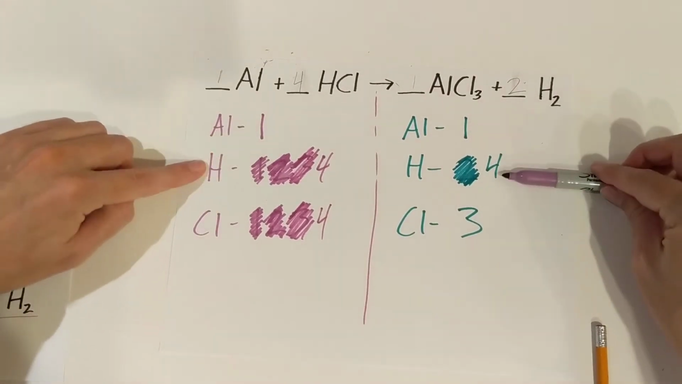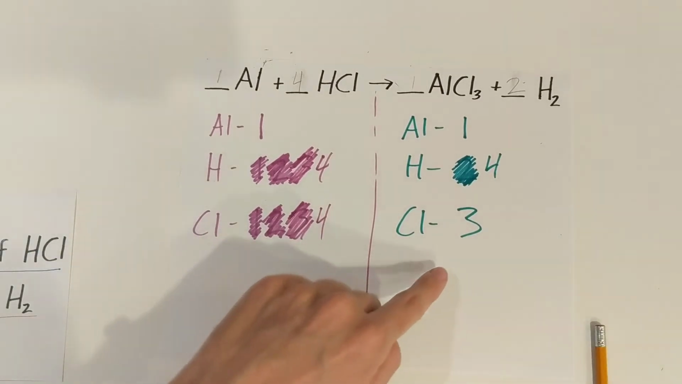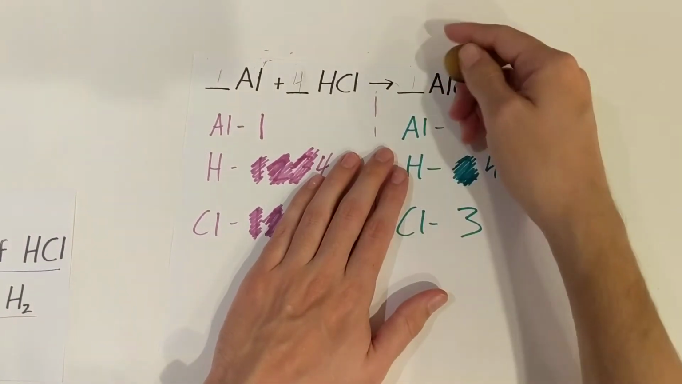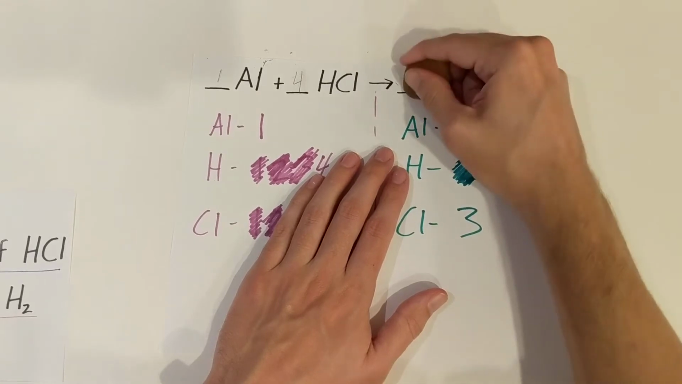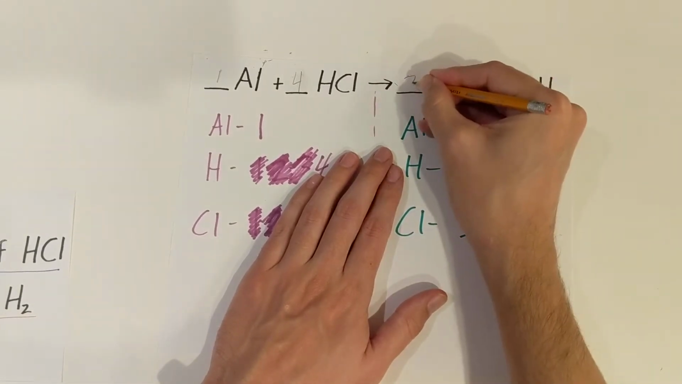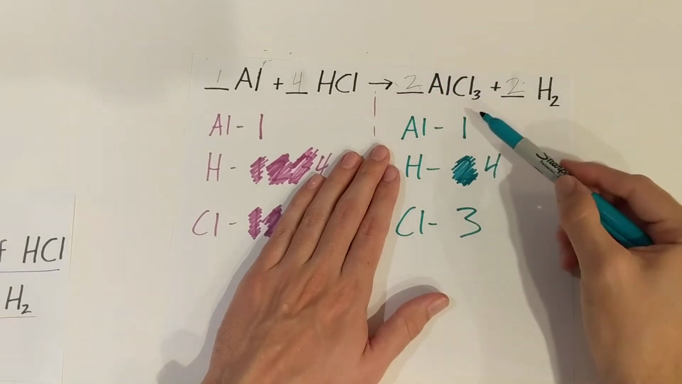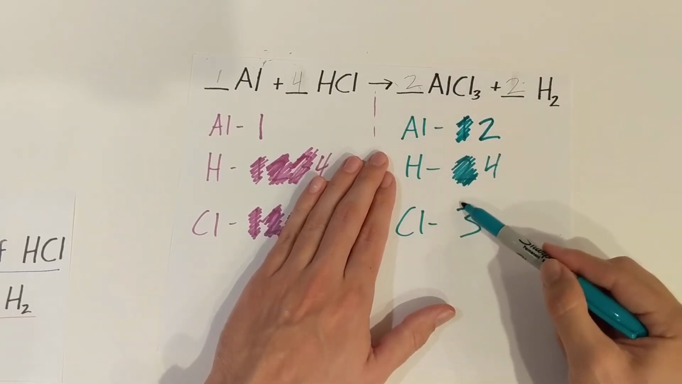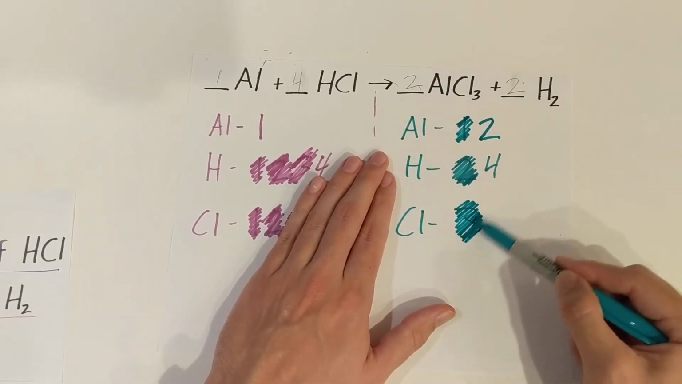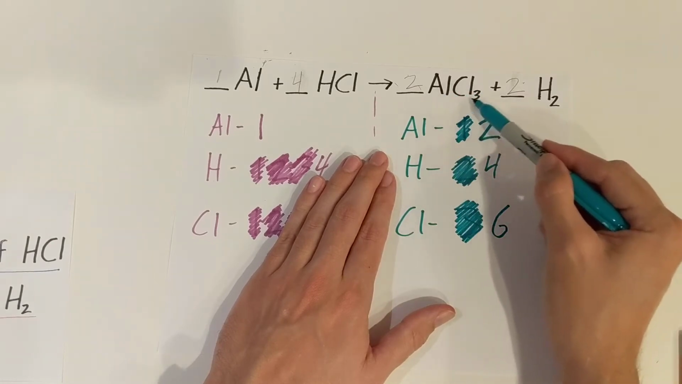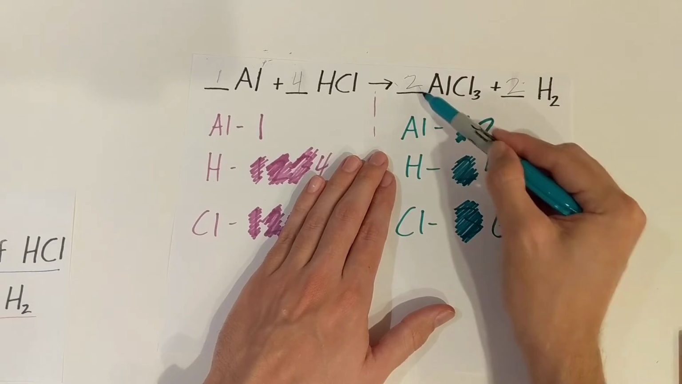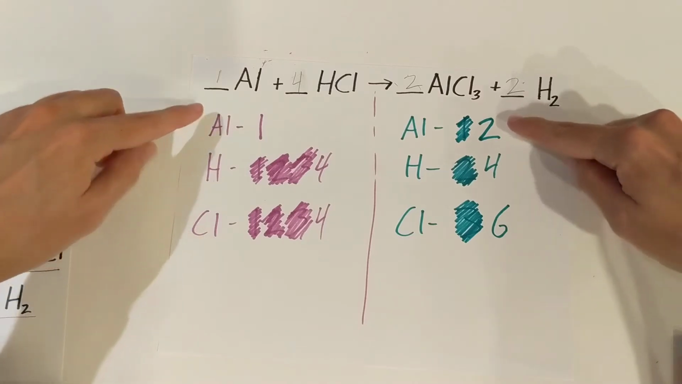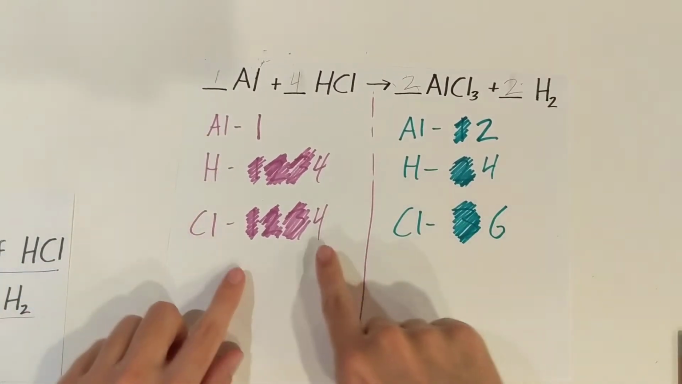Aluminum's balanced, hydrogen's balanced. We need more chlorine now on our right side. So in order to do that, we have to change our coefficient in front of AlCl3. We'll change that to a 2, and that changes our aluminum to a 2. And our chlorine is now going to be a 6. In each molecule, we would have 3, and we got 2 of them, so we would have 6 chlorine there. Now my aluminum is not balanced and my chlorine isn't balanced. So we'll start with aluminum here.